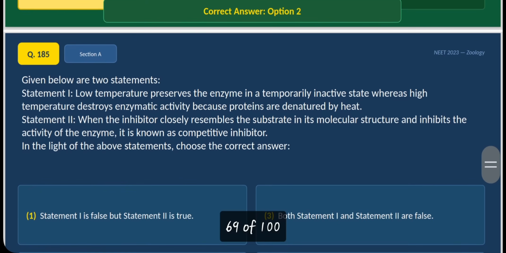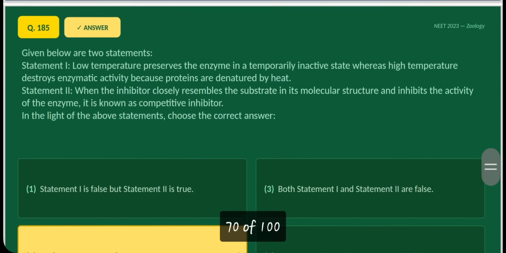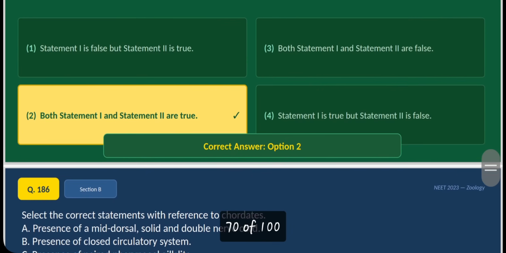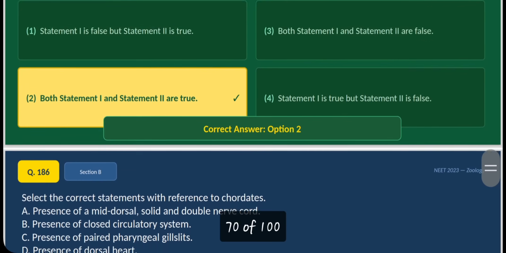Given below are two statements. Low temperature preserves the enzyme in a temporarily inactive state, whereas high temperature destroys enzymatic activity because proteins are denatured by heat. First statement seems to be correct. Second one, when the inhibitor closely resembles the substrate in molecular structure and inhibits the activity of the enzyme, it is known as competitive inhibitor. Both statement 1 and statement 2 are true. Yes, the second option is correct for this. Both the statements are correct.